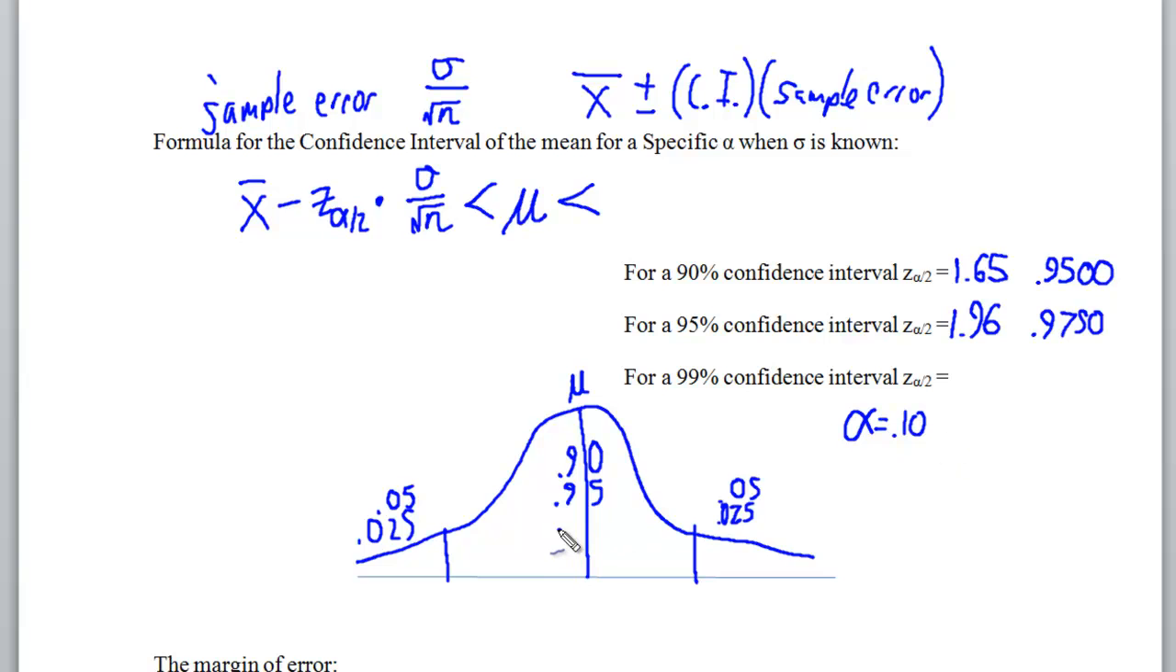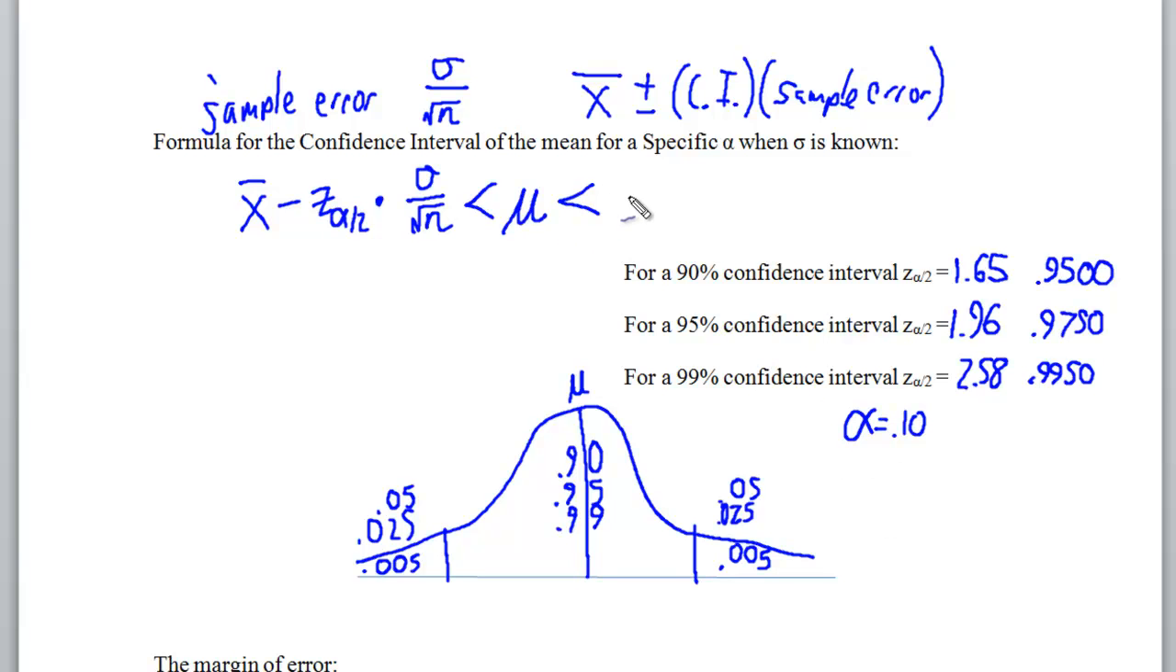Now, if I was looking at the 99% interval, these little tails are really small. They're only 0.5%, or 5 thousandths. So that means if I was going to look at the table for my 99% confidence interval, I'd be looking at 0.995, or 995 thousandths, 9,950 ten thousandths, and that would be 2.58.